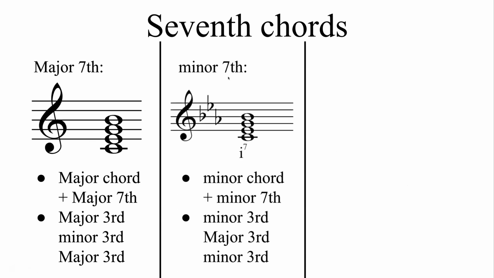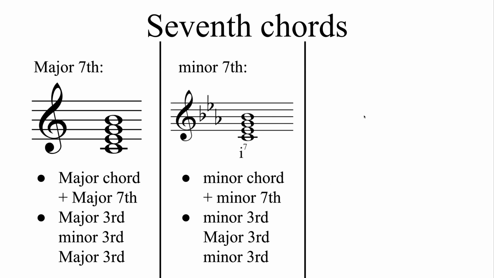Now we have minor seventh. Minor seventh is pretty similar to major seventh, and it's just a minor third, a major third, and a minor third. So once again, we're reversing the major seventh to form a minor seventh, I guess that's a good way to put it. First we're going to take a minor chord, which is just a reverse of a major triad. So it's going to be a minor third and then a major third, and then a minor third.